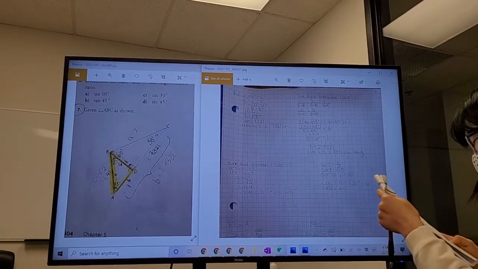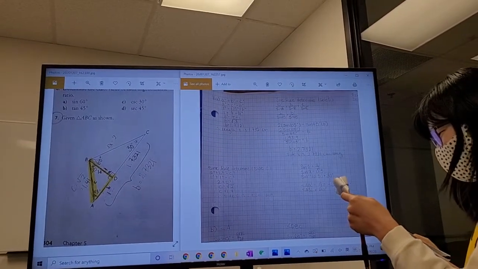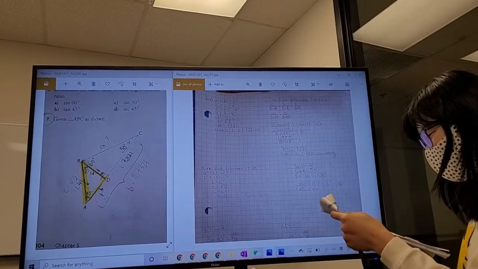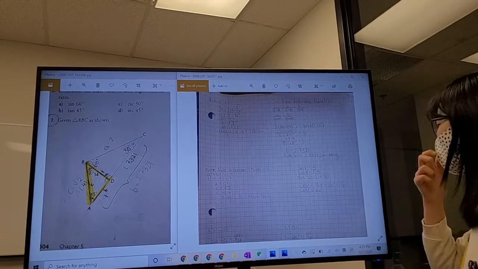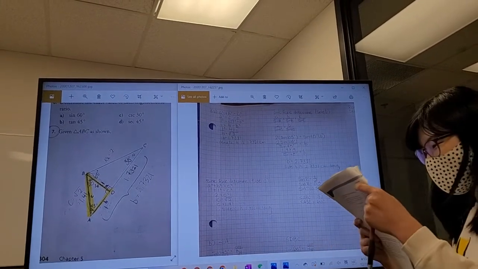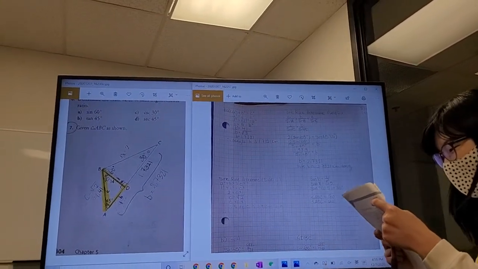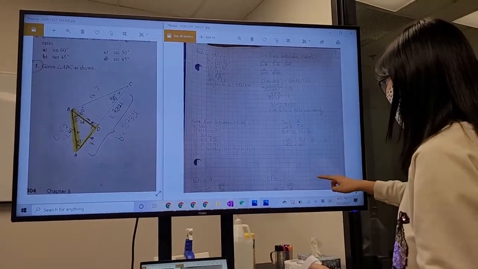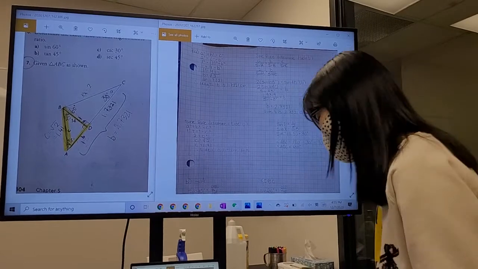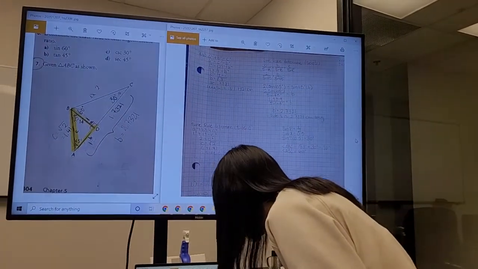And then it asks to determine the exact values of the primary trigonometric ratios for angle A and angle DBC. And then, so the primary trigonometric ratios are sine, cosine, and tangent. And then you gotta do it on the computer. Okay. You can use your hand.